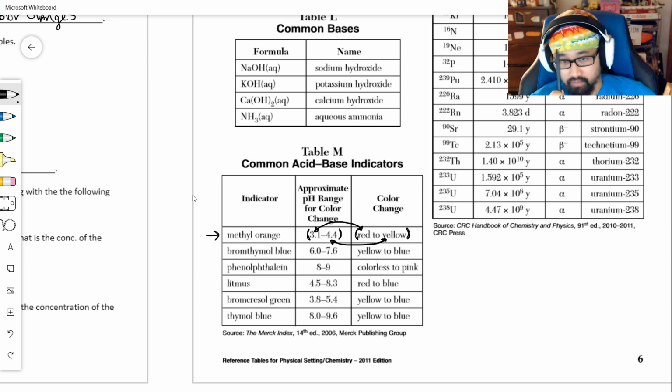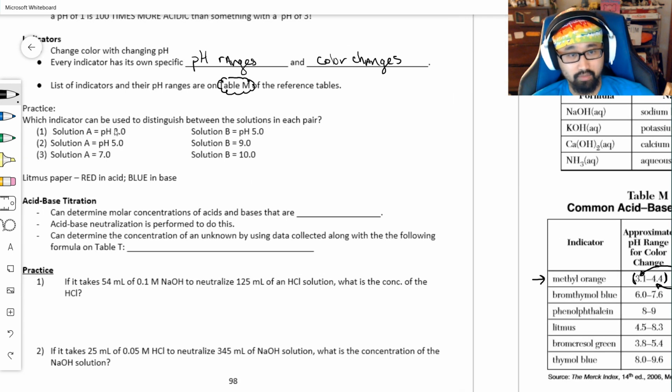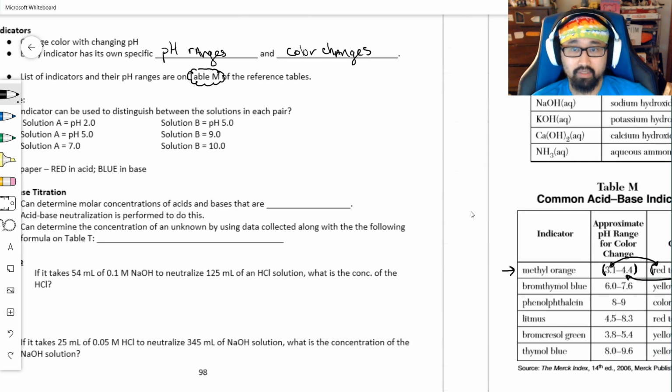Anything below that left number is going to be that left color. Anything above the right number is going to be the right color. When I'm talking about sides here, I'm talking about sides there. Anything in between is going to be a mixture of those two colors. But I can use these indicators to identify between different things. So if I look here, solution A has a pH of 2, solution B has a pH of 5. I can actually use methyl orange to distinguish that, because if I drop it into the 2, methyl orange will very clearly be red. If I drop it in the 5, methyl orange will very clearly be yellow.